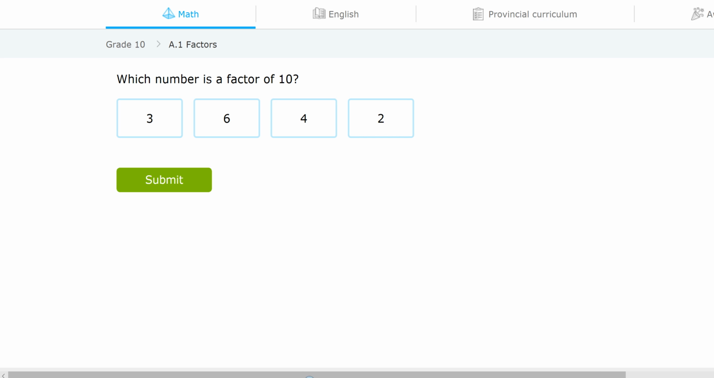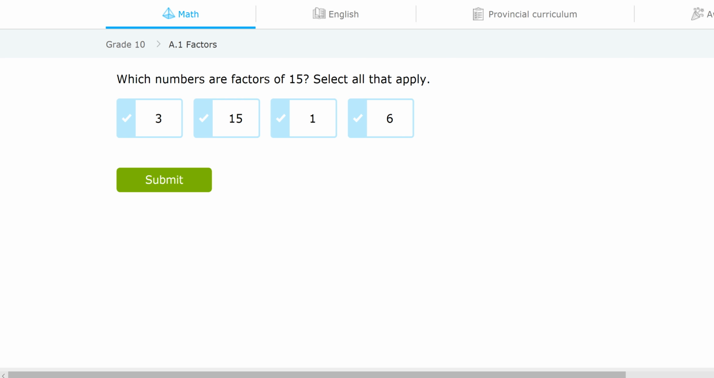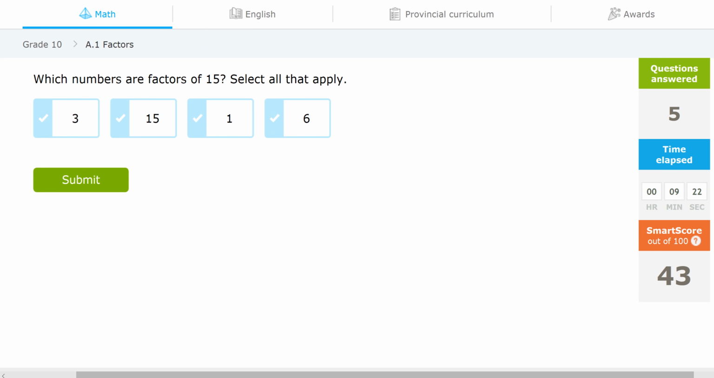Which number is a factor of 10? 10, 5. But we don't have option 5 there. So the options are 3, 6, 4, 2. Oh, 2. Okay. Yes, that's right, because 2 times 5 is 10. And that's the only factor out of those. None of these guys divide 10. So, super.